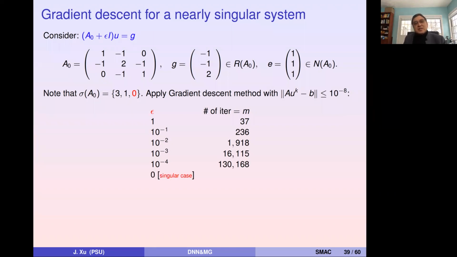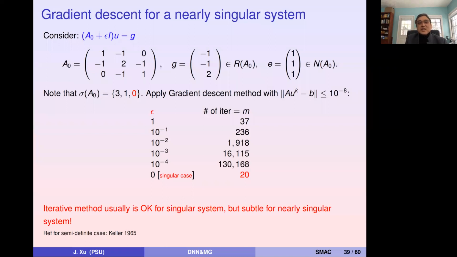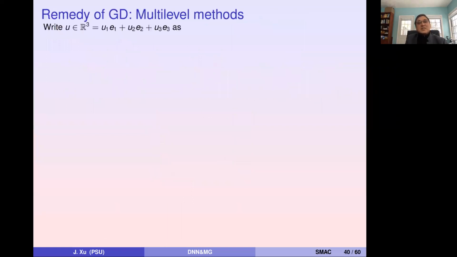One of the interesting things, as a mathematician, is we ask what happens when epsilon equals 0. For epsilon equal to 0, I'm choosing the right-hand side specifically in the range of A0. And in this case, it turns out there's a surprise. You only need 20 iterations when epsilon equals 0. That's a really big change. This actually leads us to a remedy.